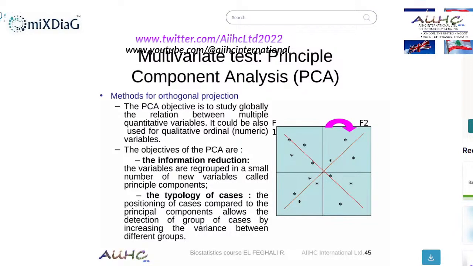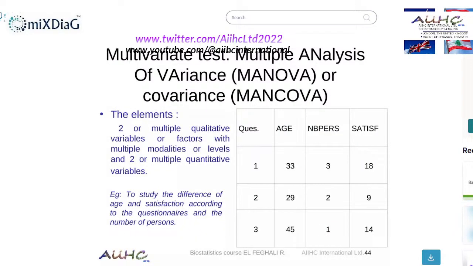So MANOVA is multiple analysis of variance. So you have two variables in fact and one factor, and whenever you consider the age as one variable, number of persons as a factor and satisfaction as a factor, you have MANCOVA, which is multiple analysis of covariance.